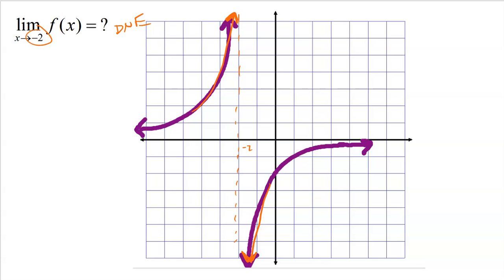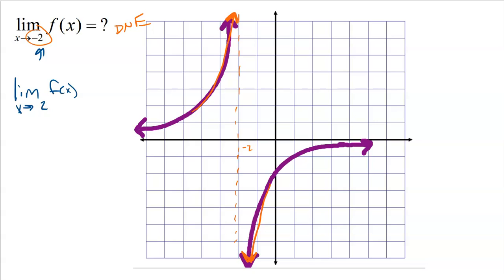Now, that's just one spot. A lot of kids will think that the answer to any limit question when there's an asymptote is doesn't exist. Listen, I asked you about -2. That's where clearly the limit does not exist. But watch out, right? I could say, what's the limit as x approaches 2?